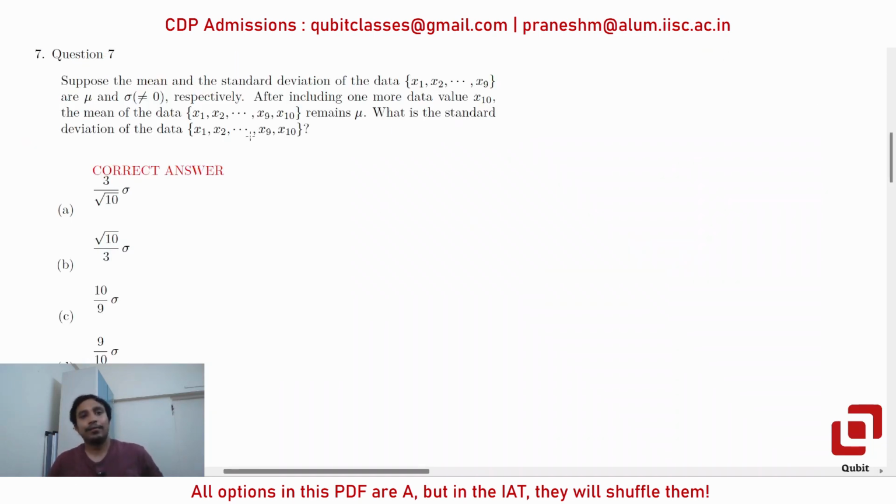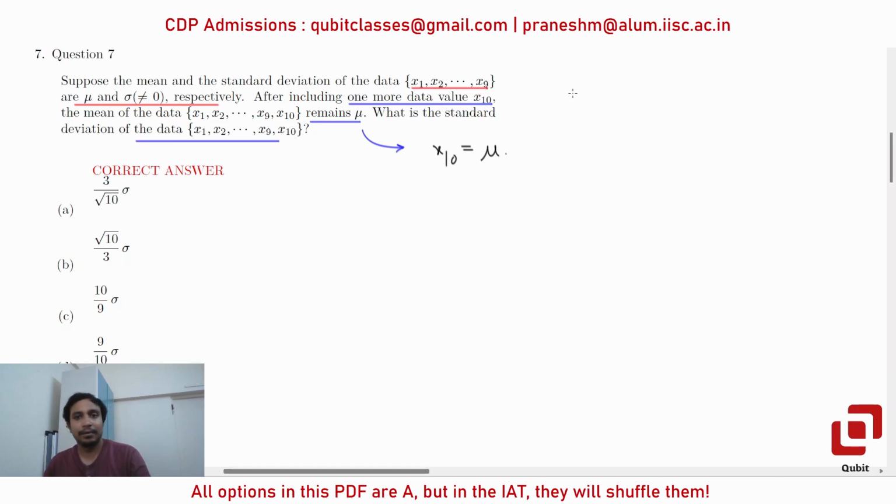Question 7 from statistics. Suppose the mean and the standard deviation of the data x1, x2 up to x9, 9 values, are mu and sigma not equal to 0 respectively. After including one more data value x10, the mean of the data remains mu. What is the standard deviation of the data x1, x2, x3 up to x10? So basically we have 9 values initially whose mean is mu and standard deviation is sigma. We're adding one more value but the mean remains the same. What do you understand from that? From that you understand that x10 is actually equal to mu.